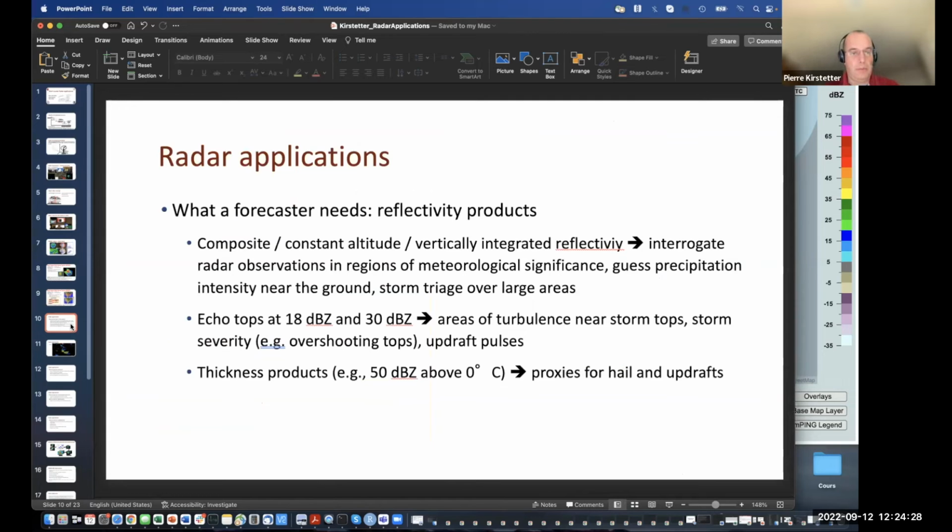So let's go over what we can do with this kind of tool. We have typically 3 different types of applications. Some of them overlap. Severe weather, aviation, and hydrometeorology applications. So we'll start with what a forecaster could need, and products that are used to monitor weather, so reflectivity products.